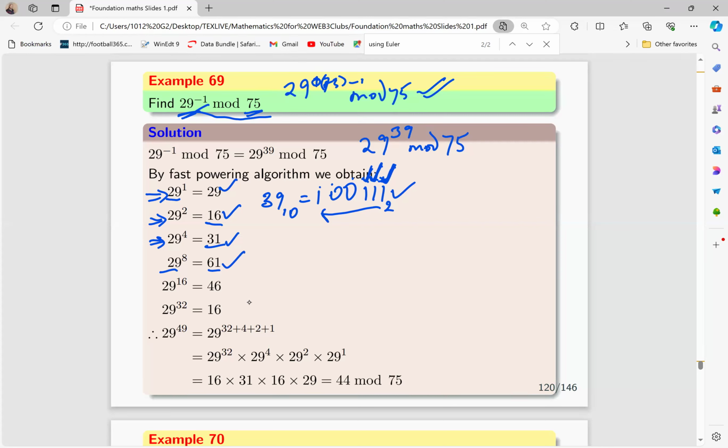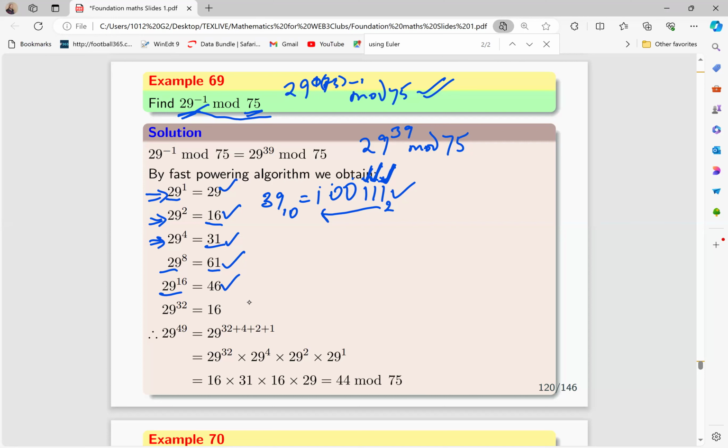Let's square that together. Next one. This will be 29 raised to 16. 61 squared is 3,721, divided by 75. Goes there 49 times. The remainder is 46.